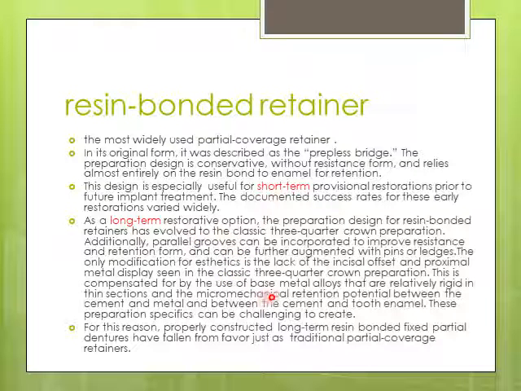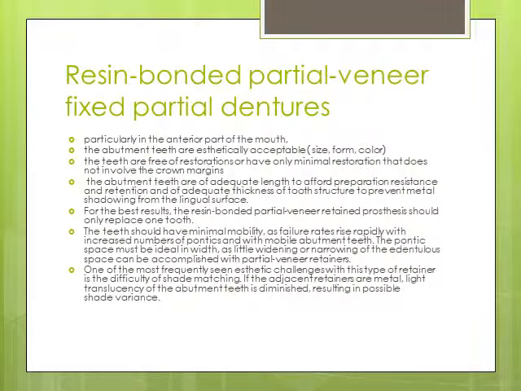It is very important to know that properly constructed long-term resin bonded fixed denture have fallen from favor, just as traditional partial coverage, so it is not widely used. For the long-term resin bonded partial veneer fixed denture, as we call it, the Maryland denture, particularly in the anterior part of the mouth, the abutment teeth are aesthetically acceptable from size, form, and color.